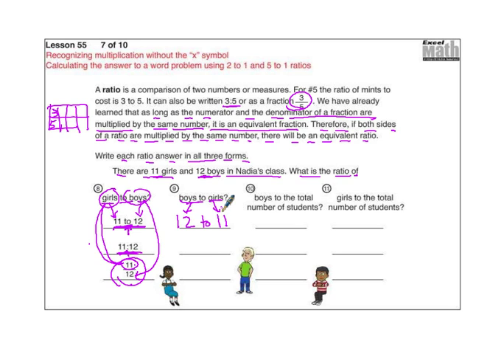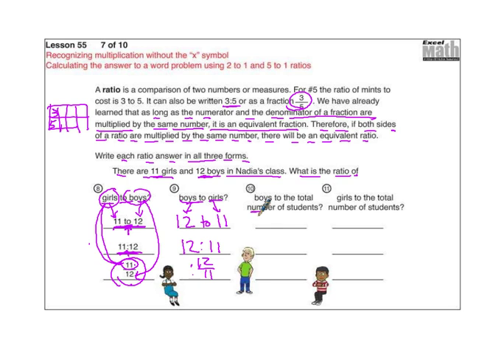Now we're going to write it with a colon, 12:11. Then we're going to do it as a fraction. It's okay to have the numerator larger than the denominator. This is a ratio. It's not really truly a fraction. It is a ratio. Okay, number 10.